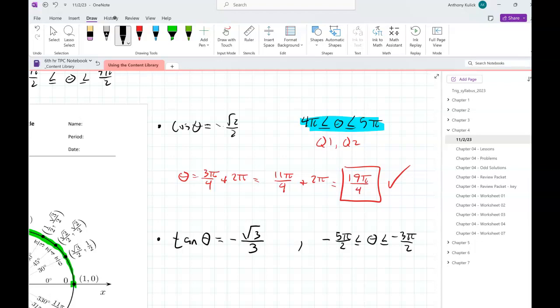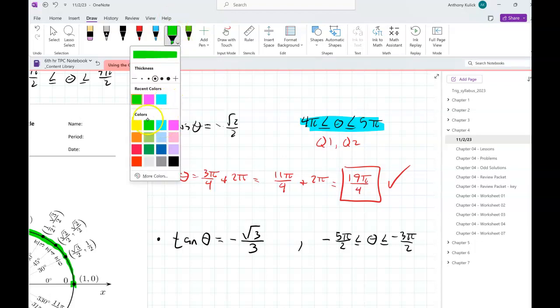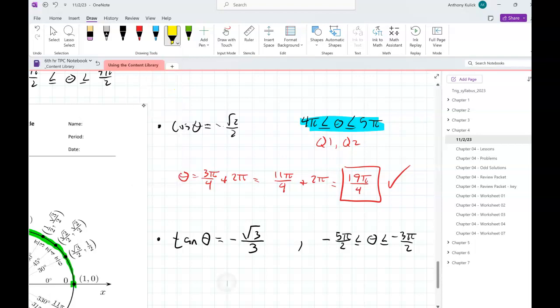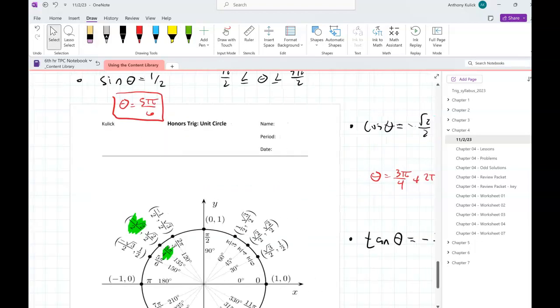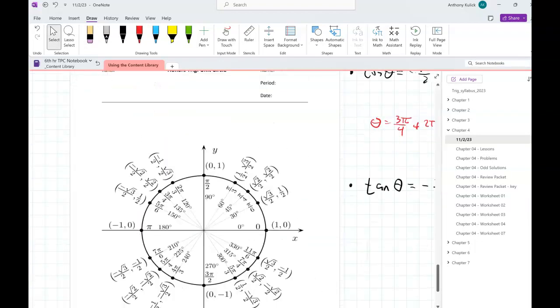So again, what am I going to do to start? Well, before I even start trying to figure that part out, I'm going to figure out where this is on my unit circle. Let's figure out where we need to be looking before we even start. What am I looking for?